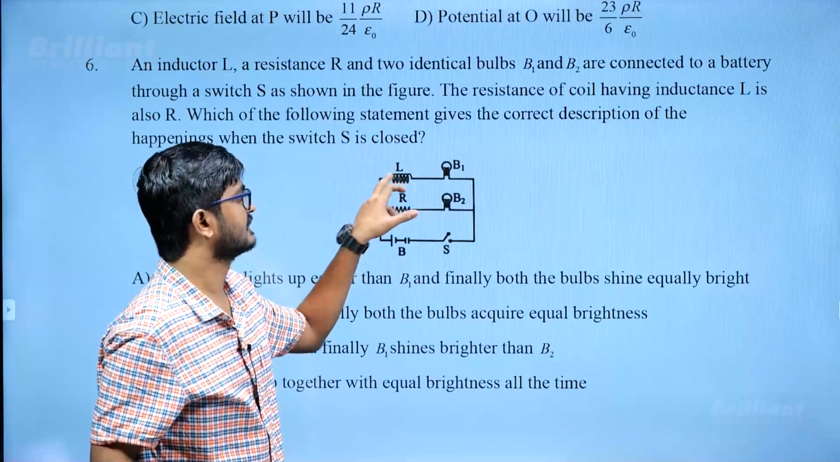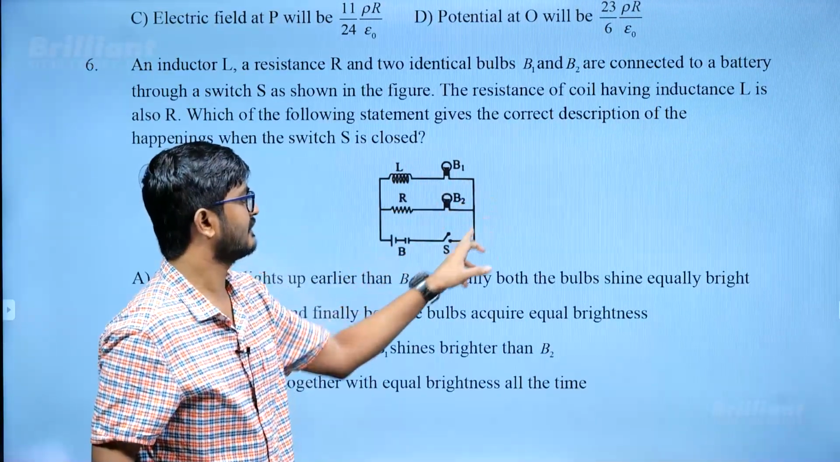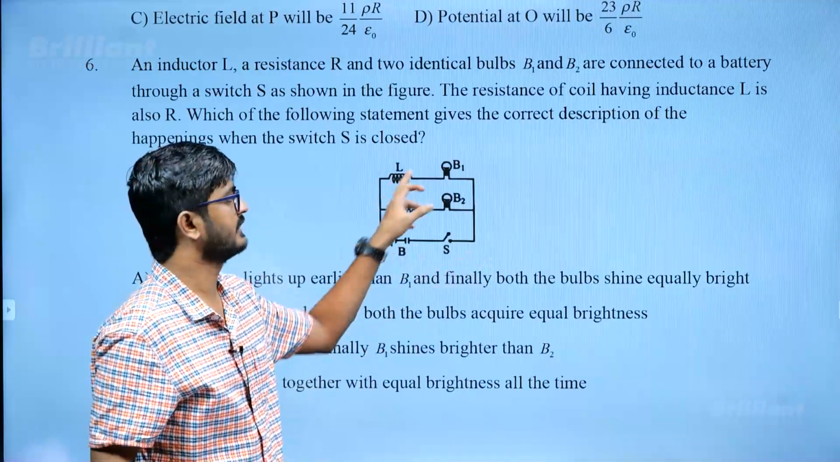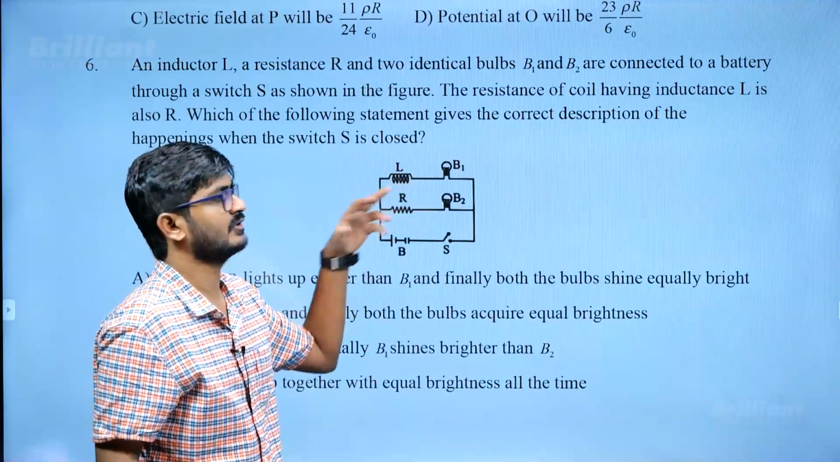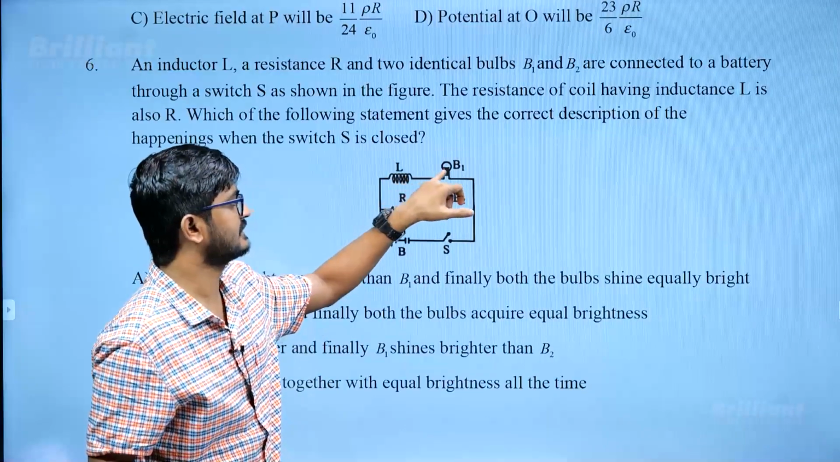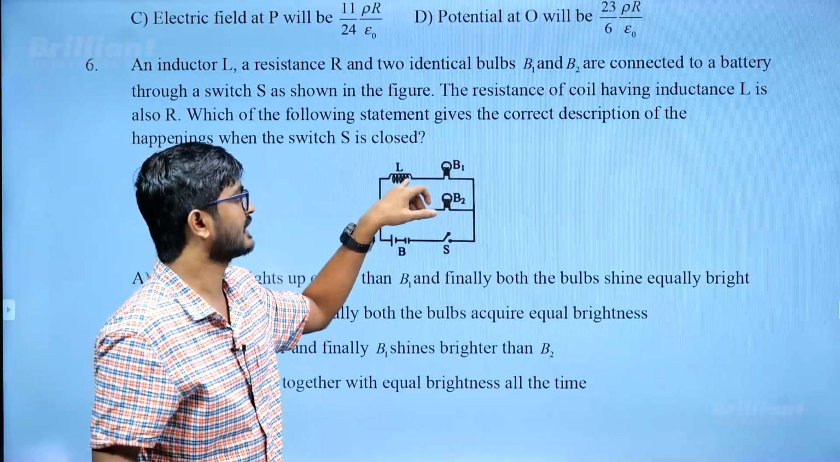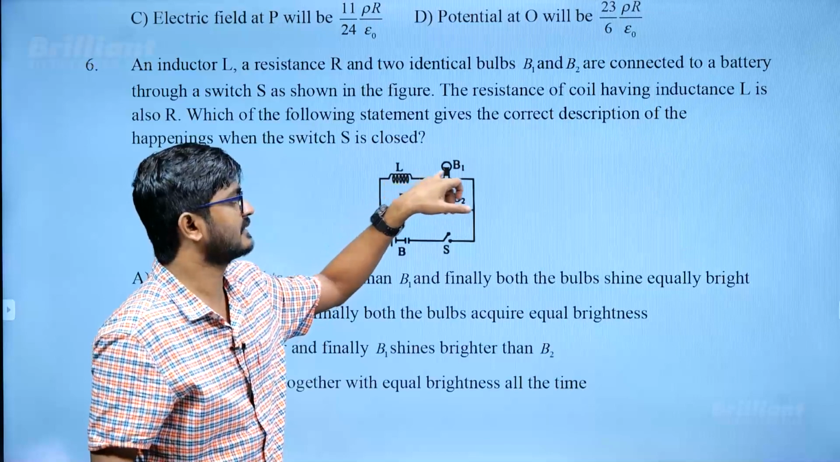Now what about this case? When there is inductor, the current will slowly grow, and it will achieve a maximum value. What is the maximum value? This resistance is R, this resistance is some other R. So current is going to be V by this resistance plus this resistance.